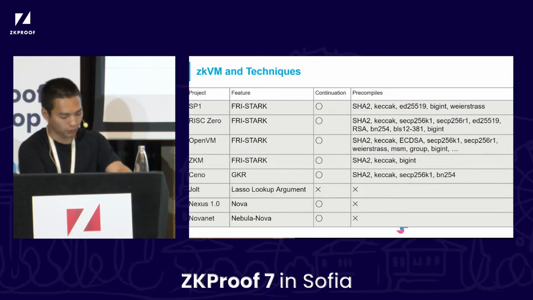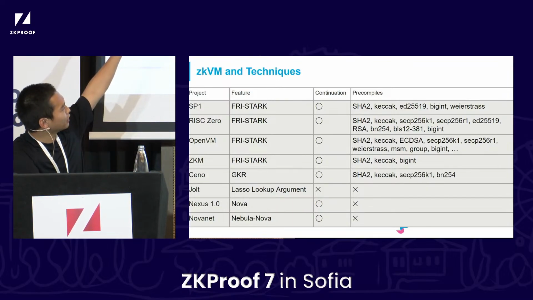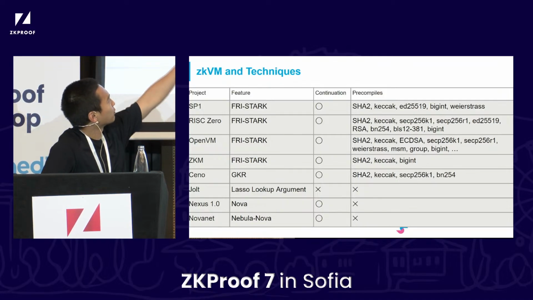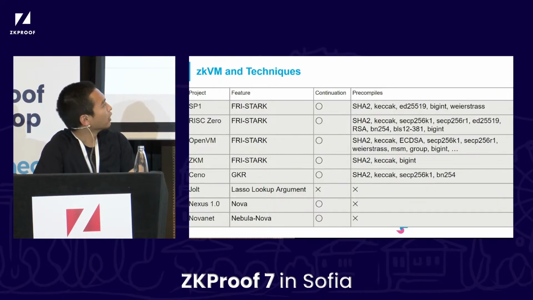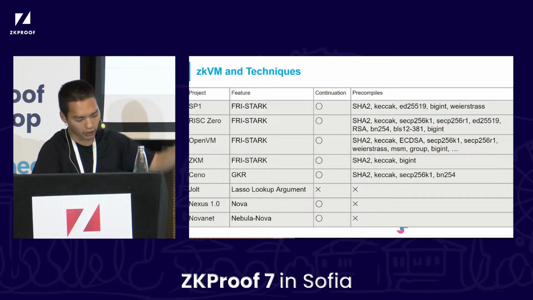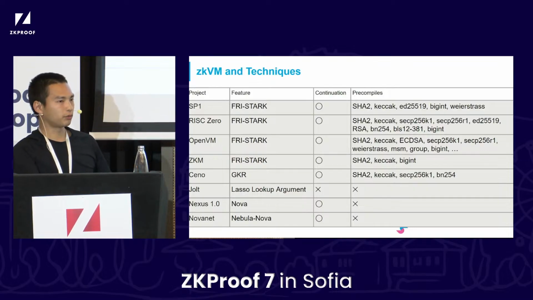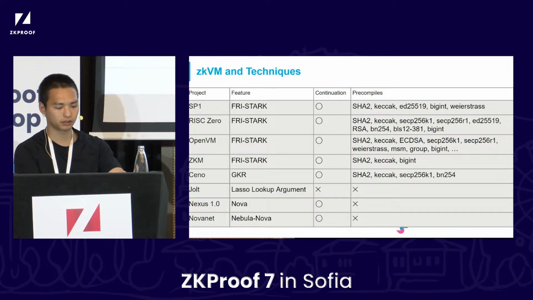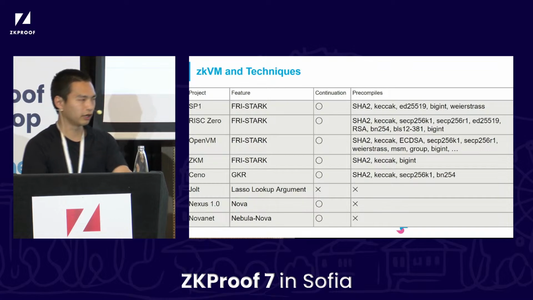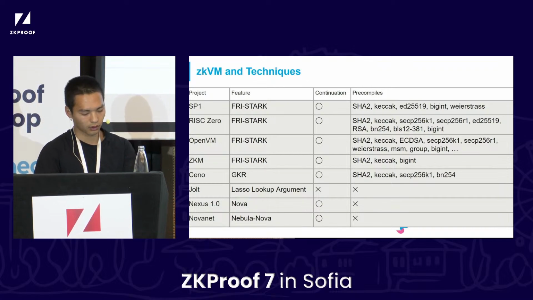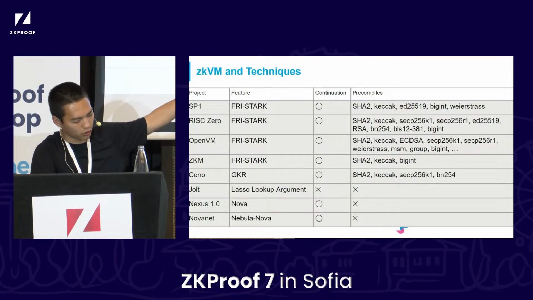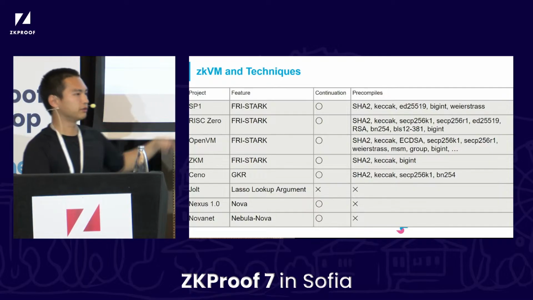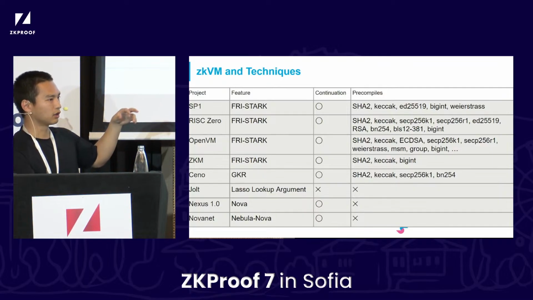As shown in this table, the FRI STARK system is the most popular right now, and all projects except Jolt support continuation. Another important technique is precompiles, which allow certain operations like hash functions or signatures to be proven by custom circuits much more efficiently than compiling them to ISAs. And there are variations in precompile support, and this support can significantly impact prover time efficiency.